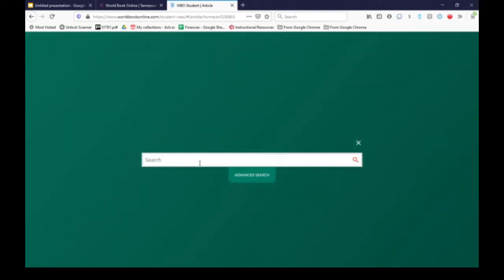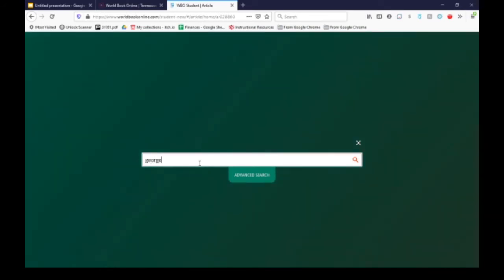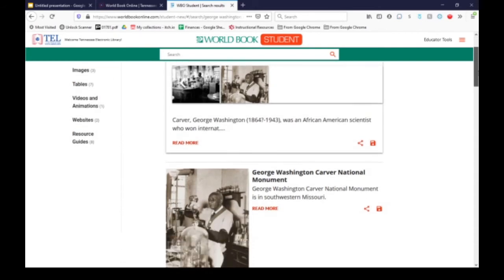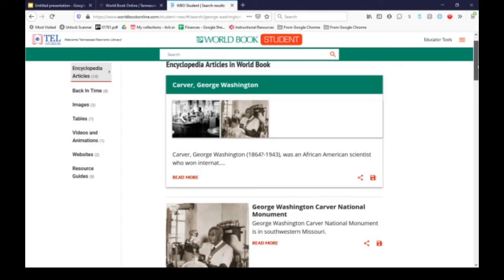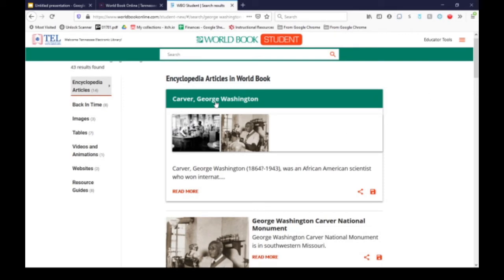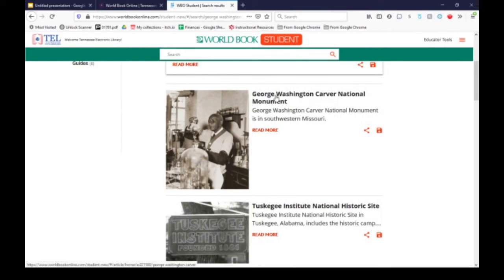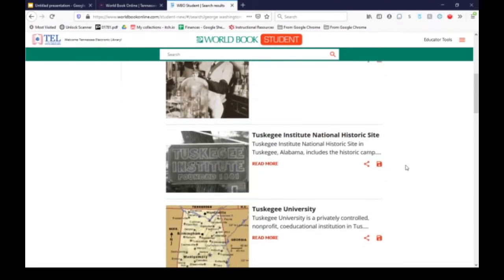I can look up people. George Washington Carver. And it actually has several articles here. So this is great. This is an example where sometimes you actually have several different options to pick from. And of course, the one at the top is what we're looking for, Carver, George Washington, because of course you go by the last name first when talking about people. But it does have some other things. So George Washington Carver National Monument. So that talks about a monument to him.